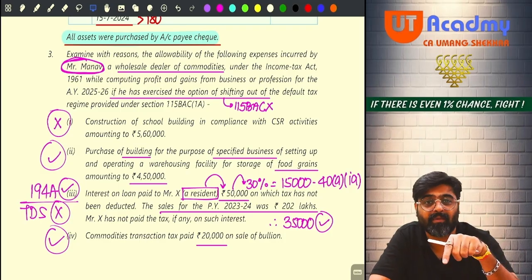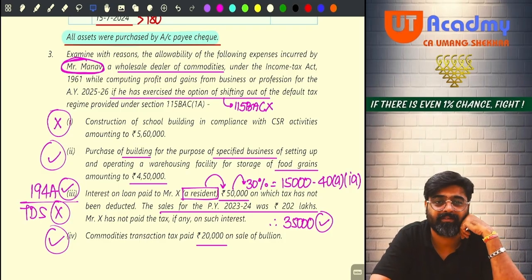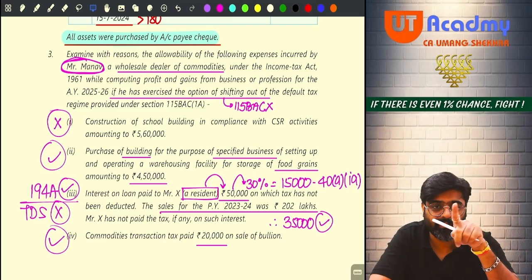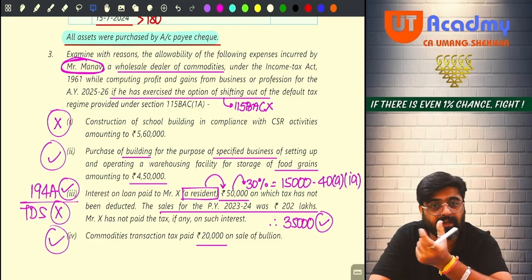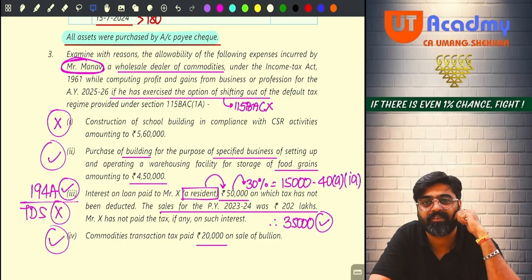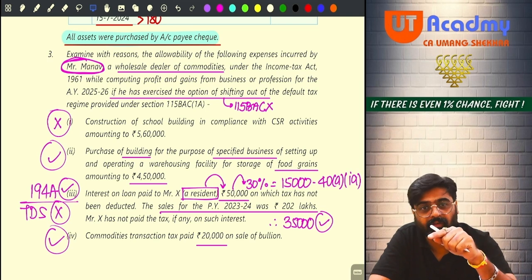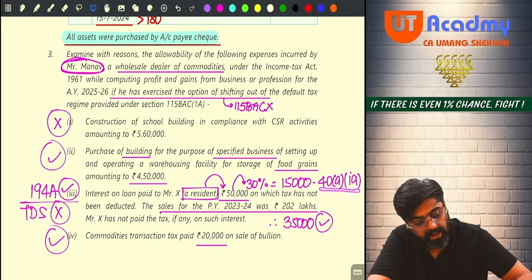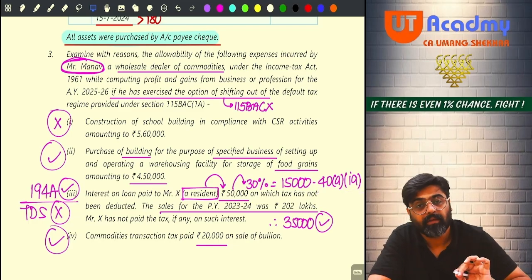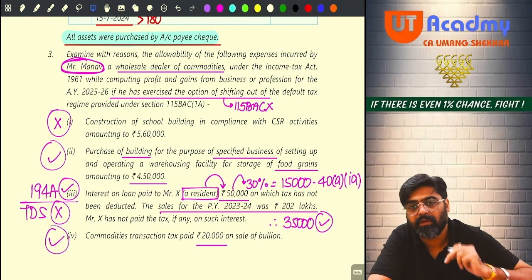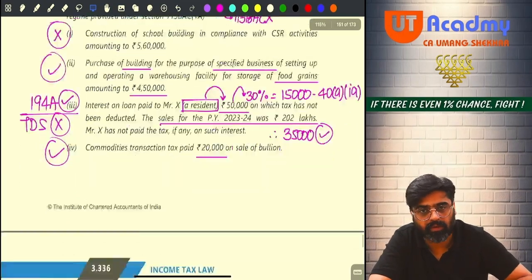And now if he is liable and he is not deducting that TDS, don't you think that this interest entirely will not be allowed? Only 70% will be allowed, 30% will be disallowed, because the payment is made to a resident. Yes or no? So out of that 50,000, 30% will be disallowed, 15,000 will be disallowed as per 40A IA, and the remaining 70%, meaning 35,000, will only be allowed as a deduction. Will you remember this? Next one, CTT we have already discussed.